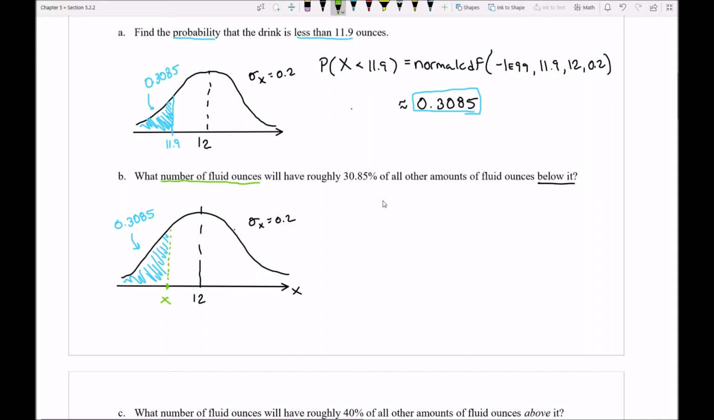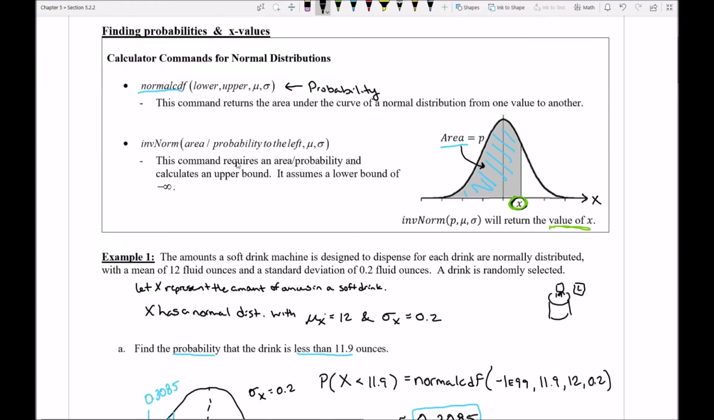Well, this is where this new calculator command of inverse normal can help us. Inverse normal is going to help us find an X on a number line, but it's going to have three different inputs. Notice the inputs that I have here. The first input is going to be the area, or the probability, to the left side of X. I need the area on the left side of the X I'm trying to find.